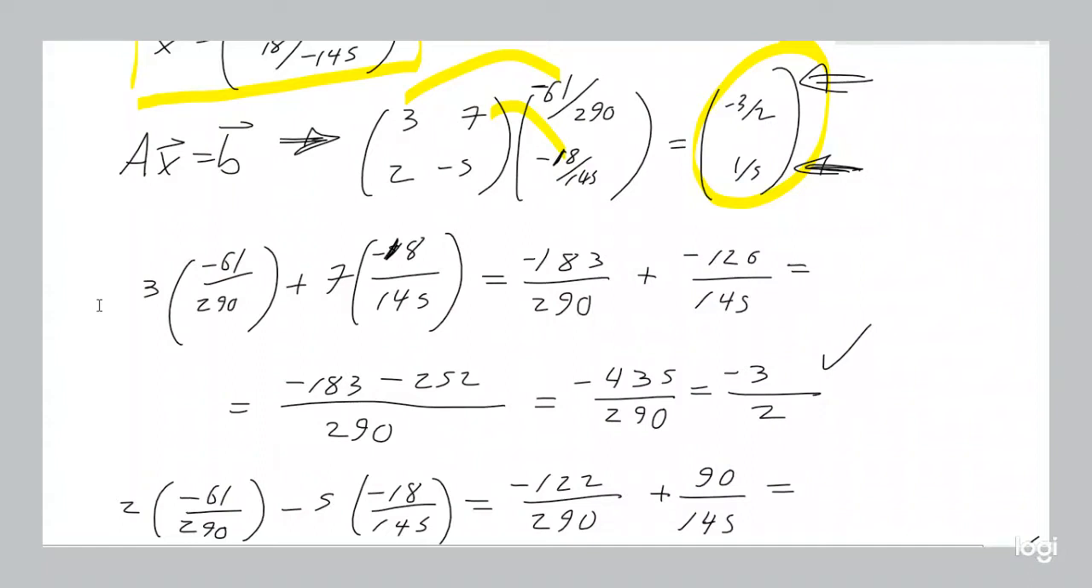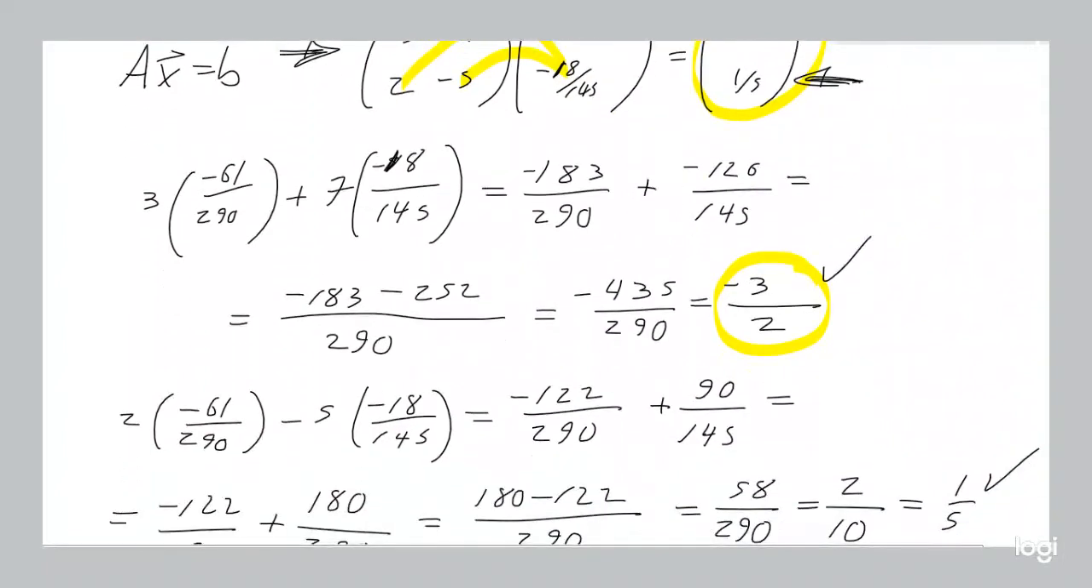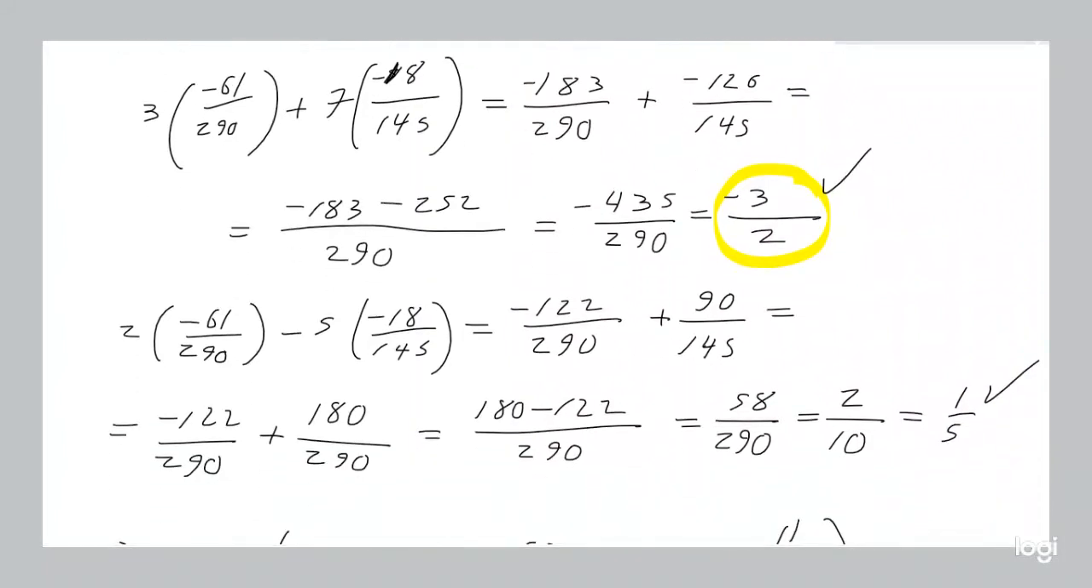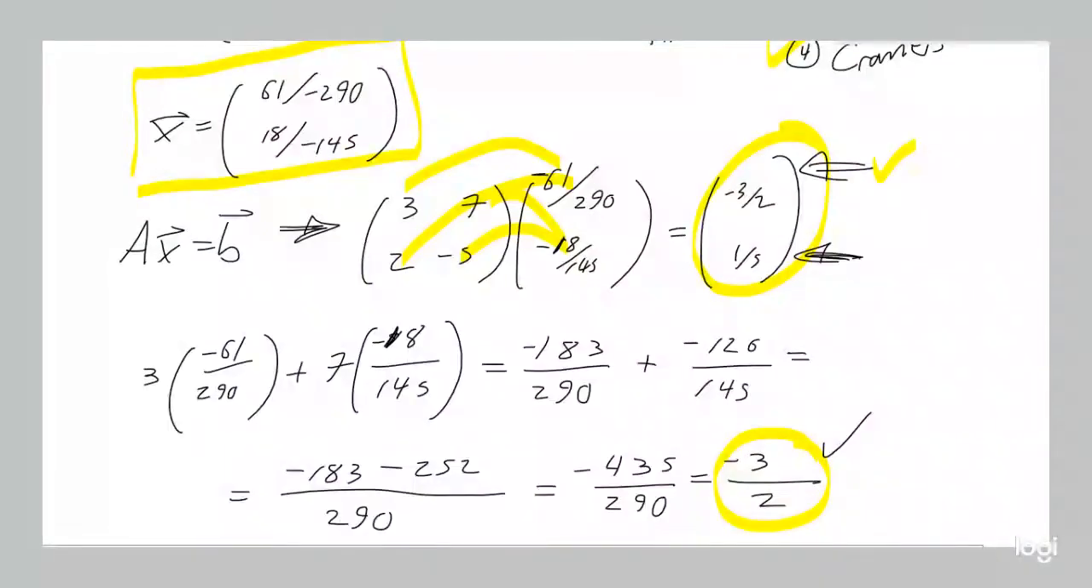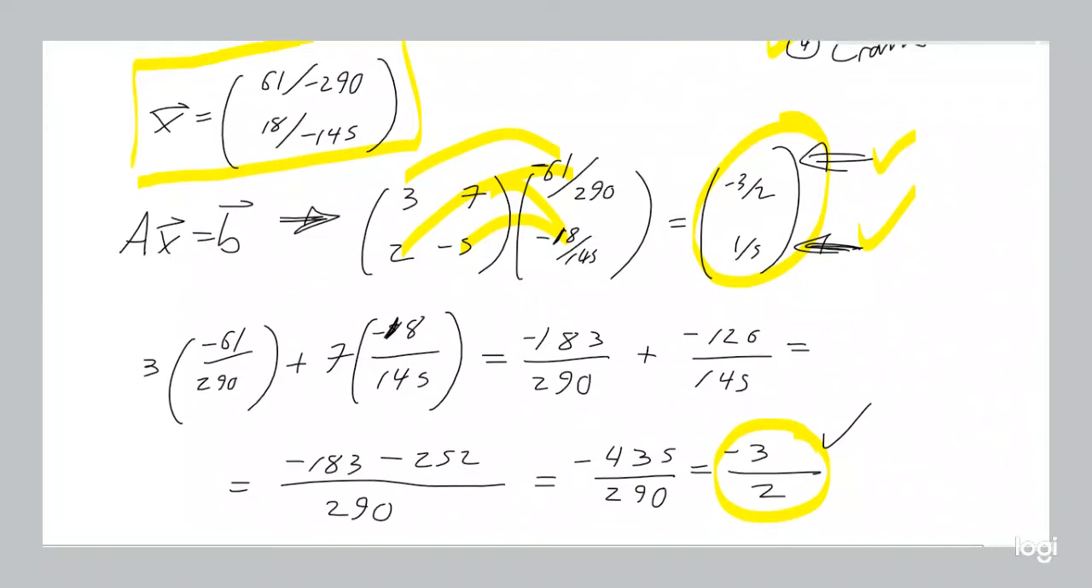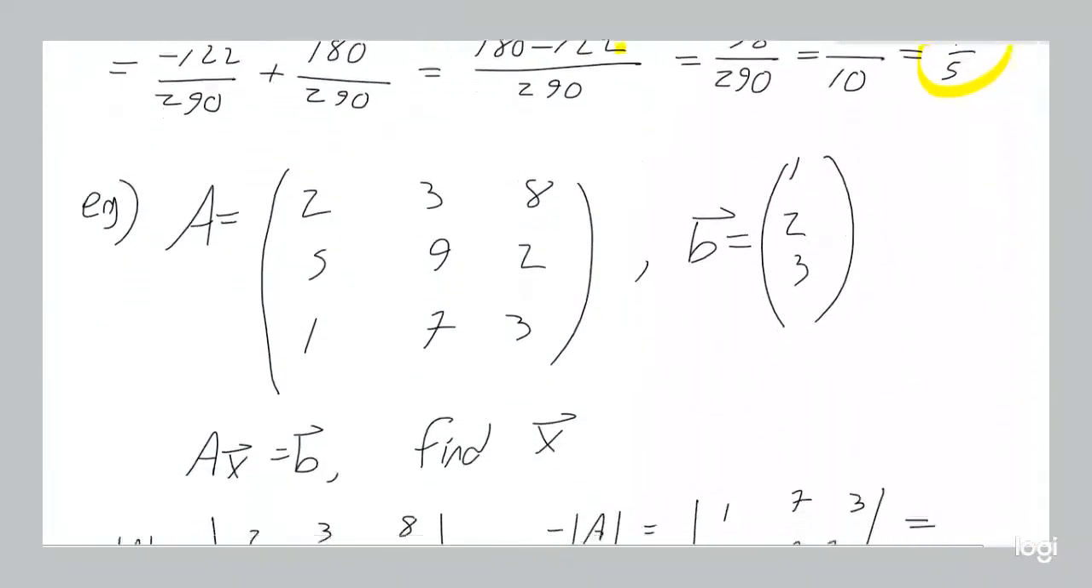So we have 3 times the first component plus 7 times the second component, which gives us negative 3 over 2, as expected, okay? Then for the second component, we do 2 times negative 61 over 290 minus 5 times negative 18 over 145. And going through that calculation gives us 1 over 5, again, as expected. Okay, so always a good thing to do those checks.